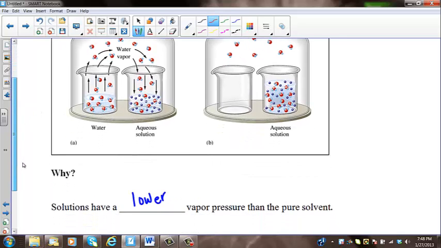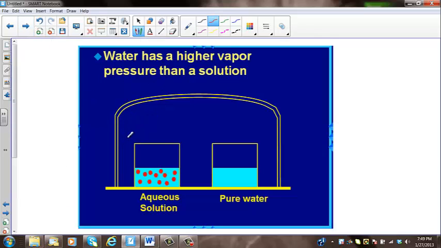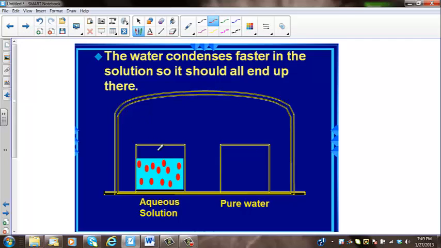Why does this happen? Because solutions have lower vapor pressures than pure solvents. This diagram can be better explained in these three subsequent slides. Here, water has a higher vapor pressure than the solution. Therefore, the water will evaporate from the water. Water evaporates faster from the water than from the solution, and therefore all of the water condenses faster in the solution, and that's where it winds up.